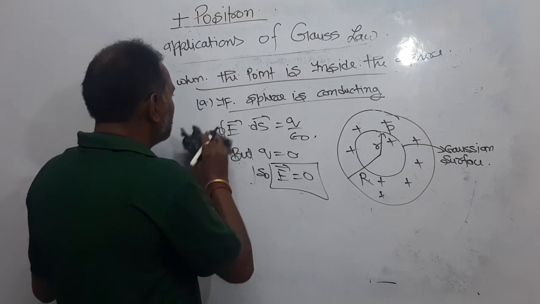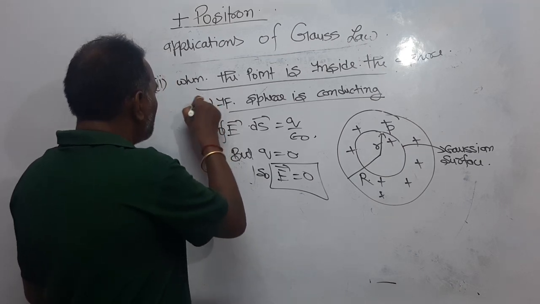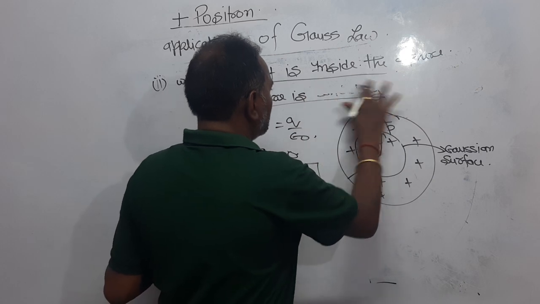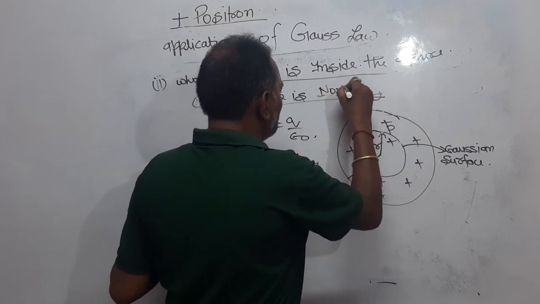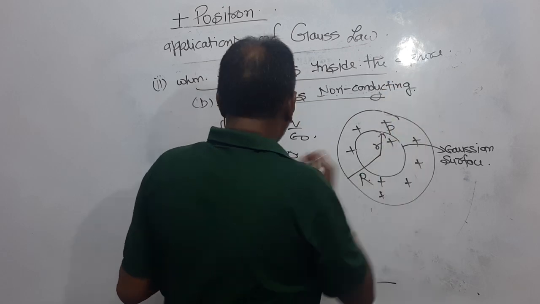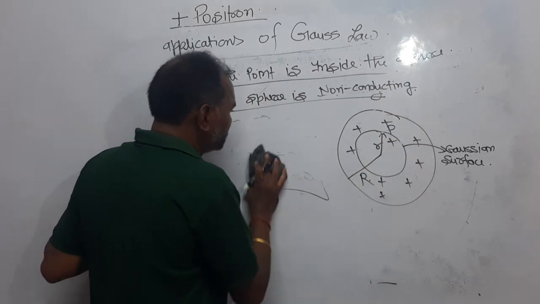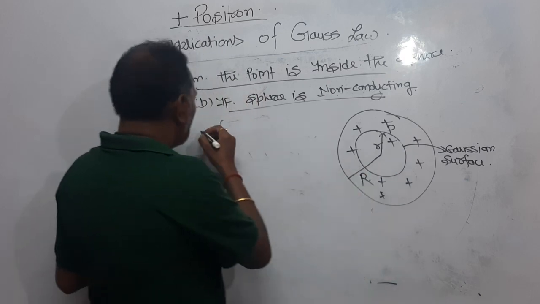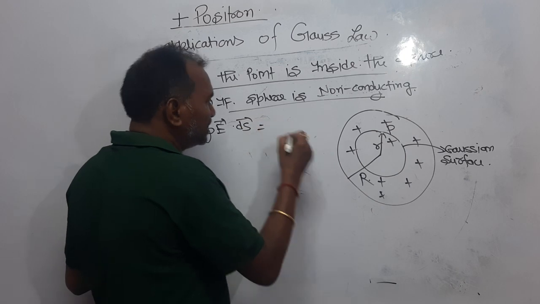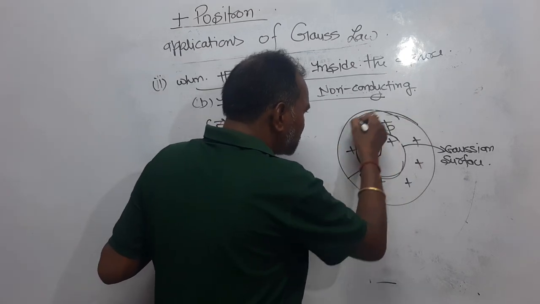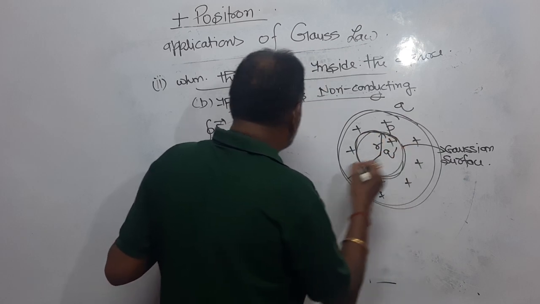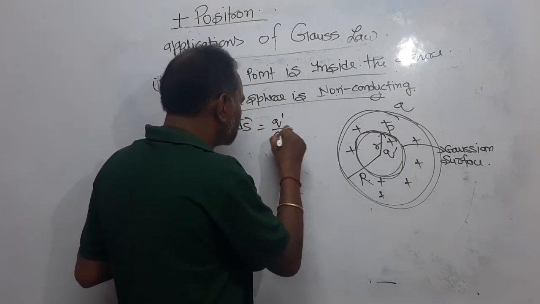Now dear students, part B is very interesting. What is part B? If the sphere is non-conducting. Now this time the sphere is non-conducting. Then what happens? Look here. Dear student, again apply Gauss law, integral E dot ds. Let the total charge on this bigger sphere be q, and inside this the charge is q dash. Then it is q dash over epsilon naught.